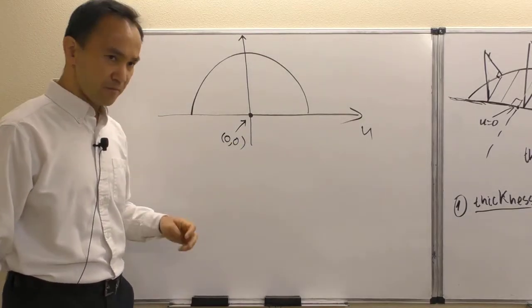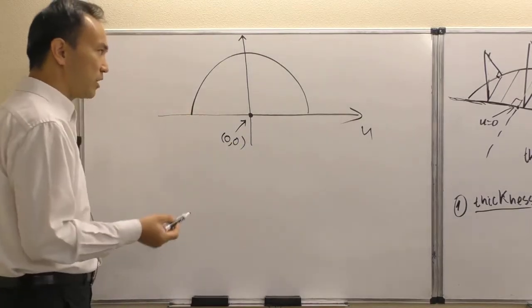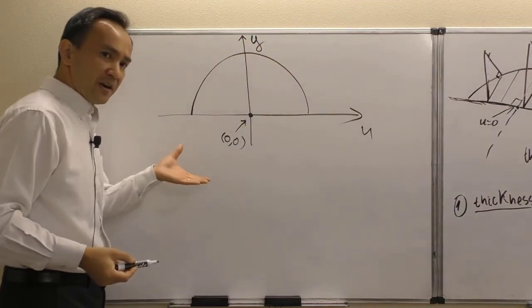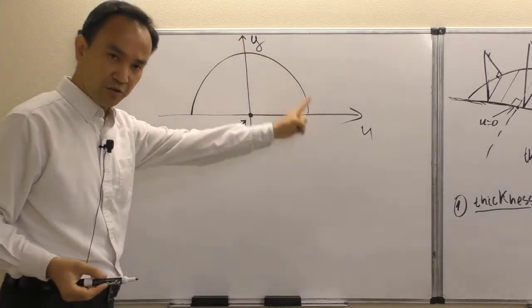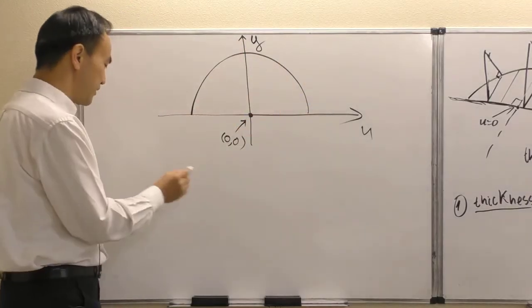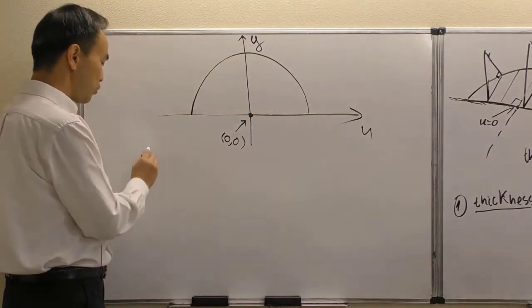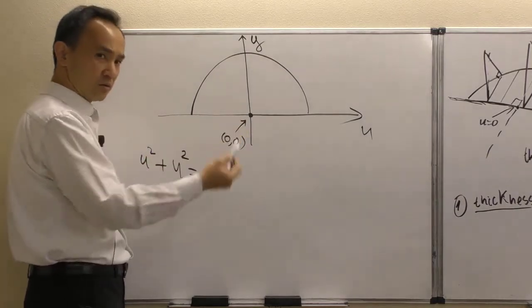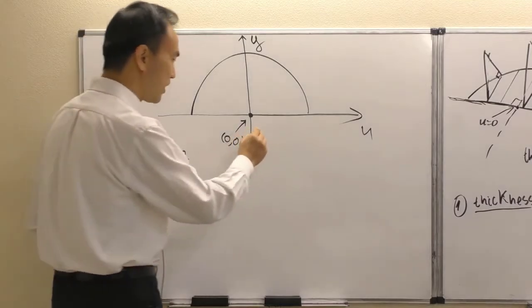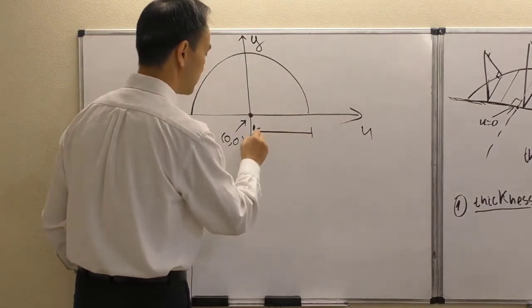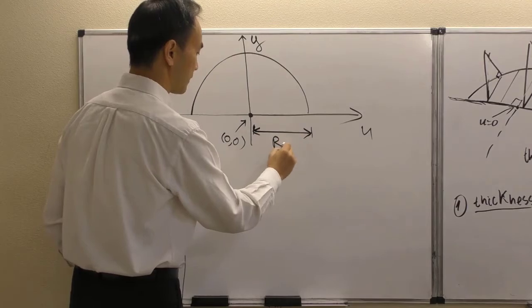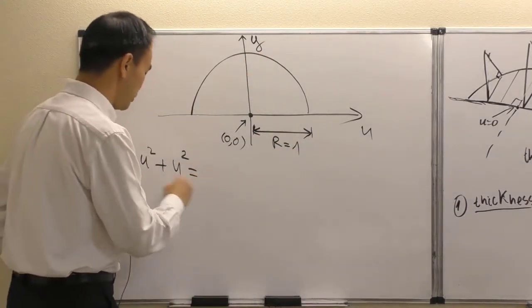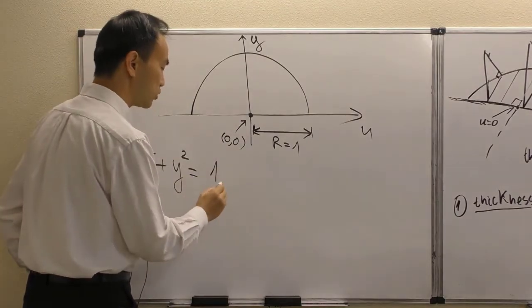So let's name that other axis, maybe it's y. Okay, so the famous equation of any circle is u squared plus y squared equals, now this circle is known from the description of the problem to have radius 1. So the radius here is 1. That means this circle has equation u squared plus y squared equals 1 squared, which is 1.